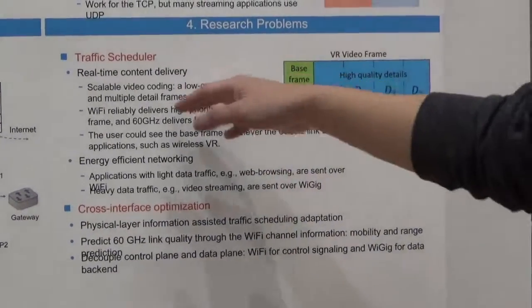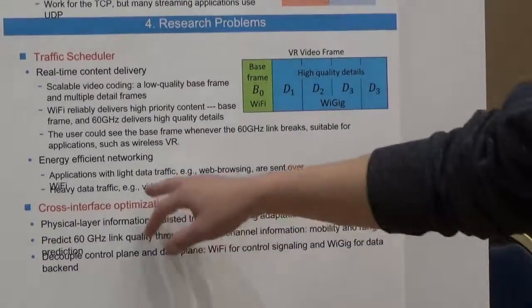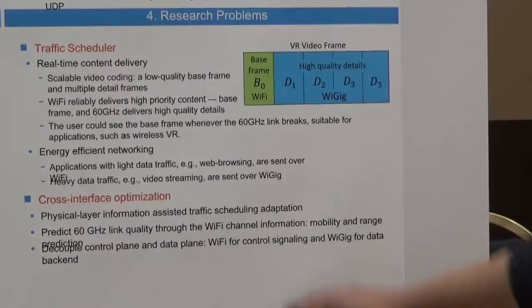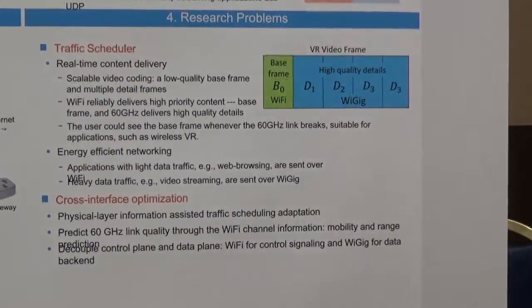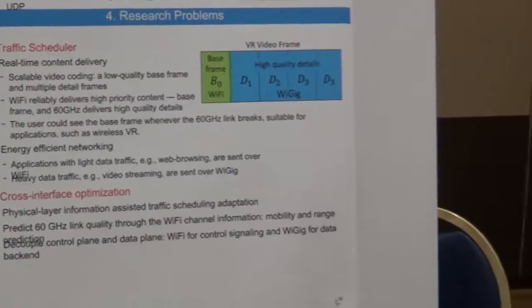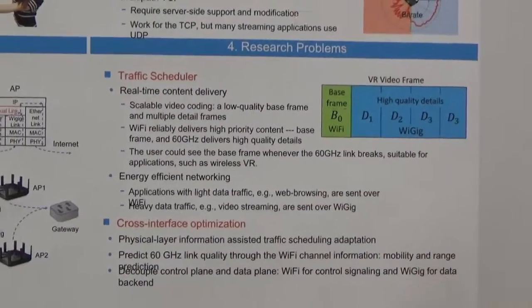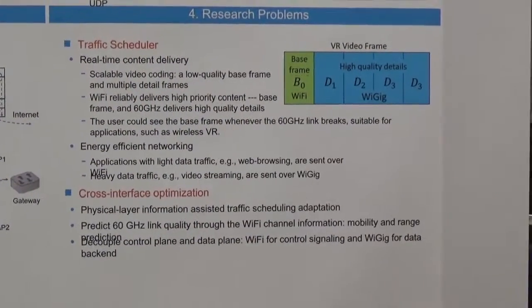And another idea can be energy efficient networking. For different applications, we can turn off some interfaces. For example, for web browsing, which doesn't require very heavy data transmission, we can just turn off the 60 links, and then just use Wi-Fi to transmit, which will save energy.